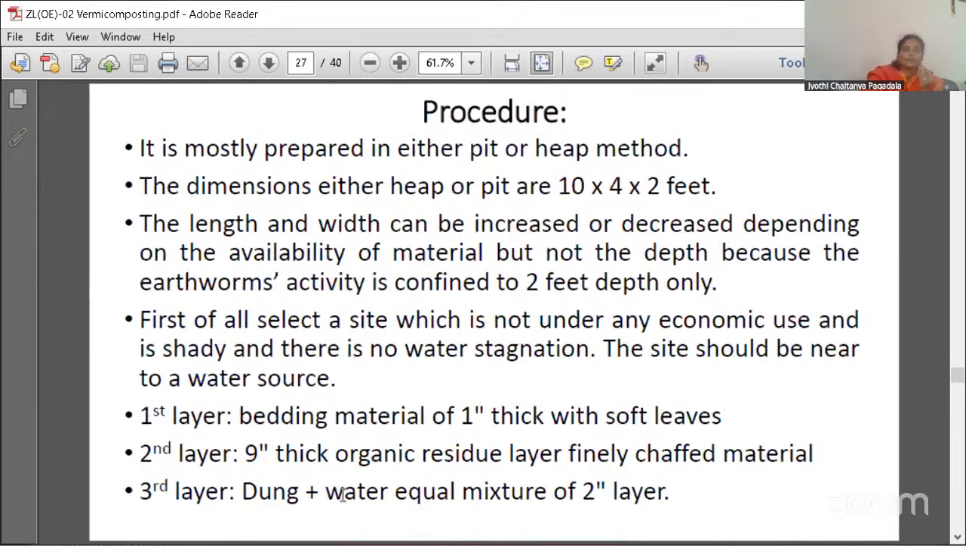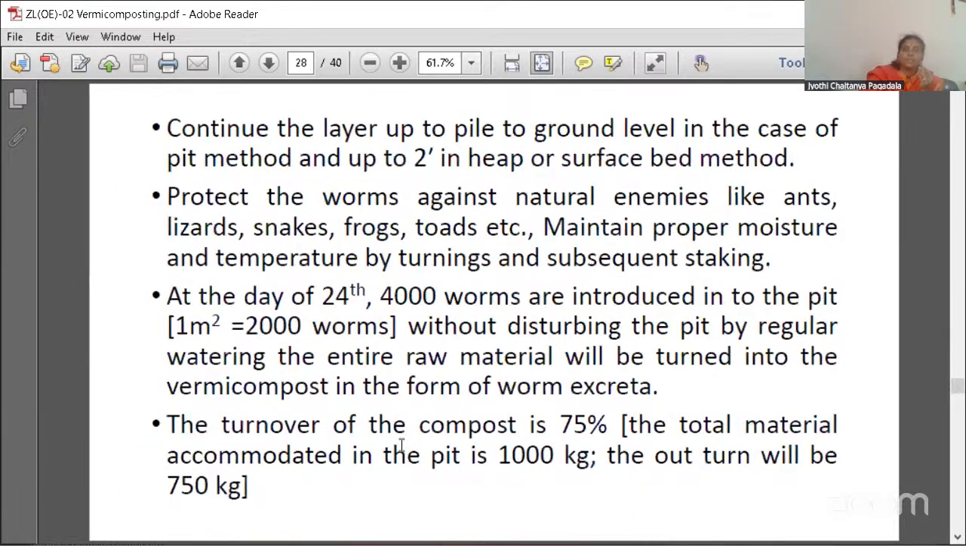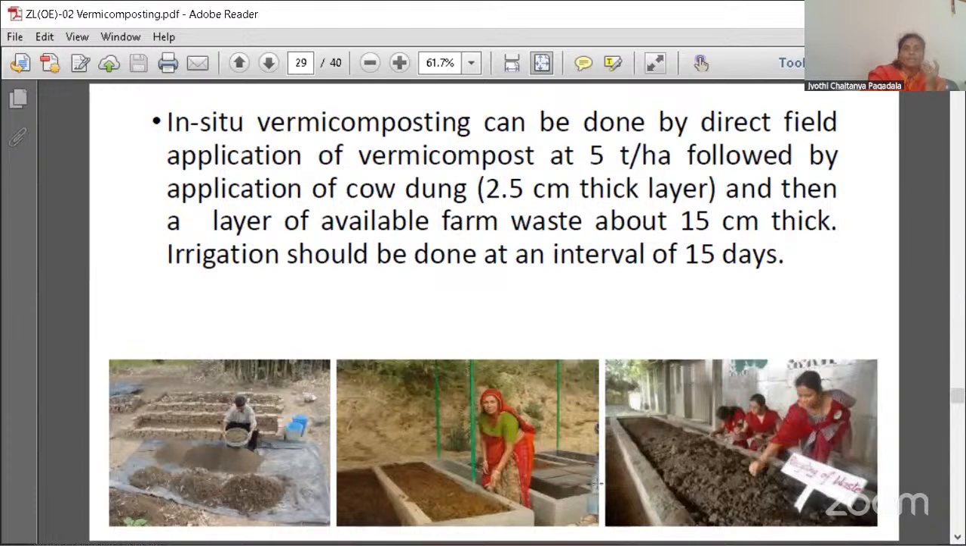So here we have to take minimum 3 to 4 layers. After the 24th day only, we have to introduce the earthworms. And the turnover capacity is, if you employ 75%, for the total material accommodating the bed of 1000 kg, the outturn will be 750 kg.